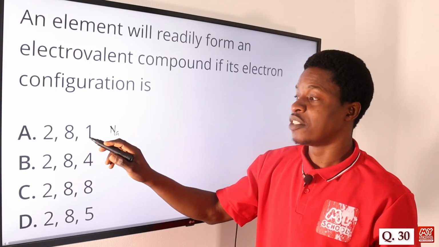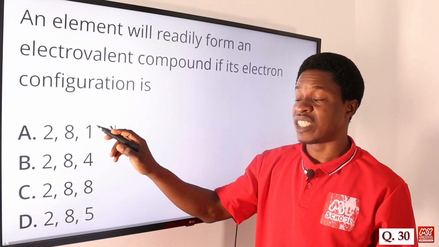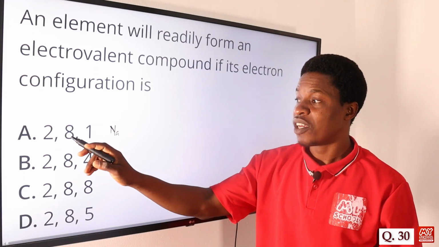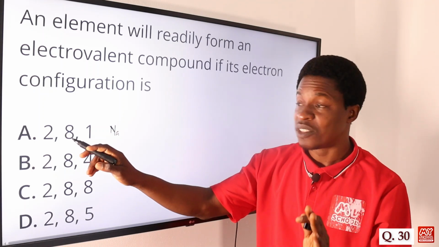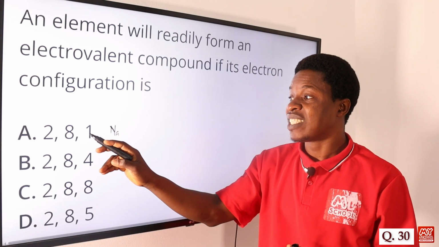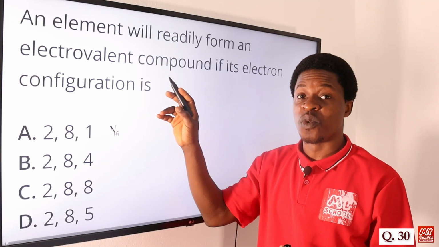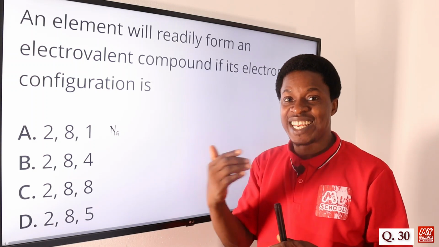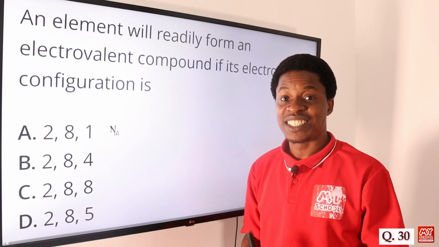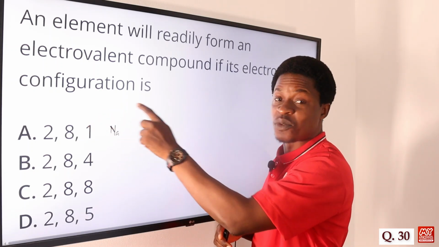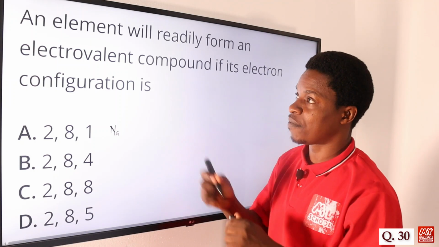Which means this one electron can be given out easily, because the 2 occupies the first shell completely filled, the 8 occupies the second shell completely filled, and then this is just 1 electron on the third shell. So it can easily donate this electron to the non-metals that need 1, that are highly electronegative, like chlorine, that is 2, 8, 7, which needs just 1. So this can combine with chlorine, giving out this 1 electron to it. So this one is very correct.